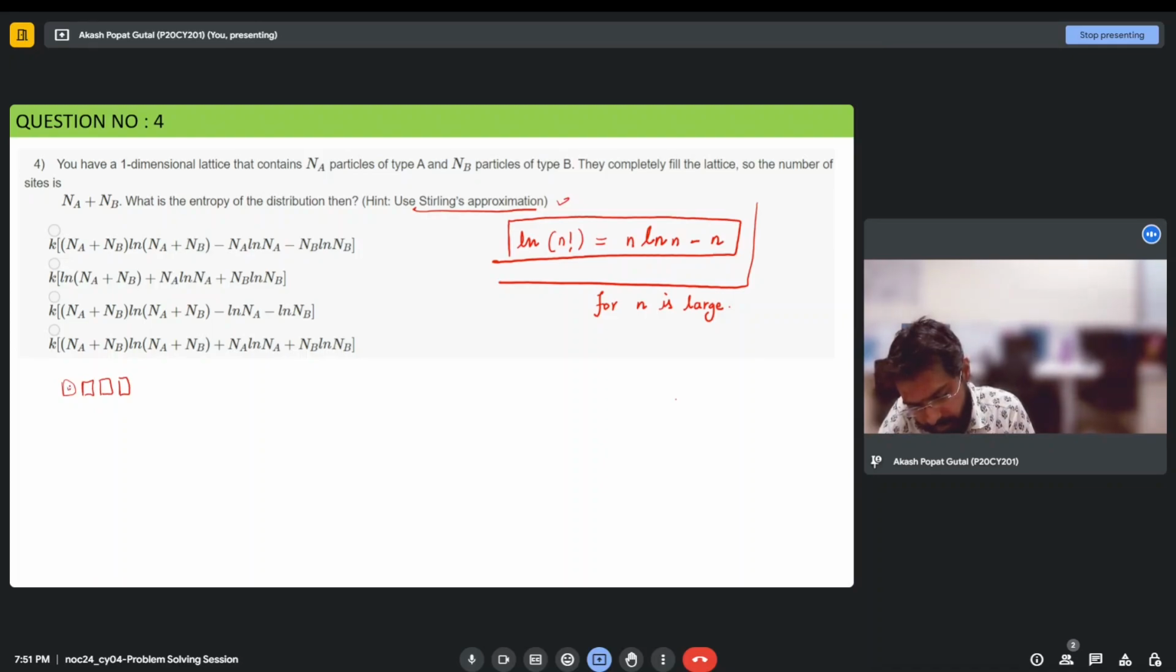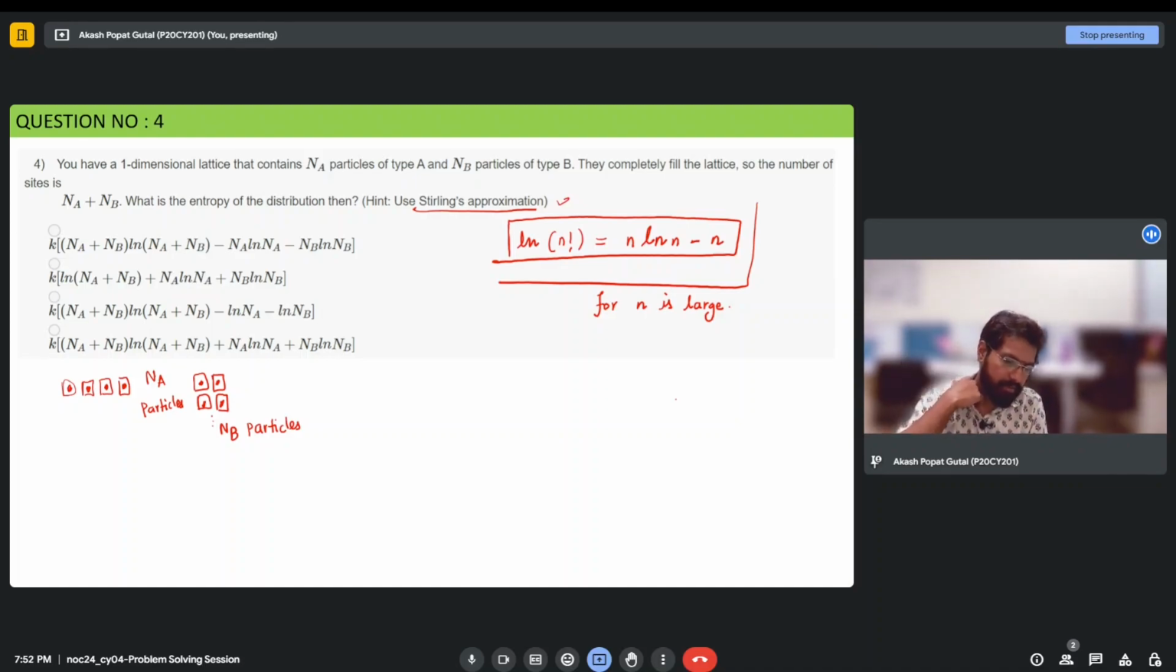Let's say in each lattice point there is one particle. So there are Na particles there, and there is another system with Nb particles. Fine. And this and that completely fill the lattice. So the number of sites, they completely fill the lattice.